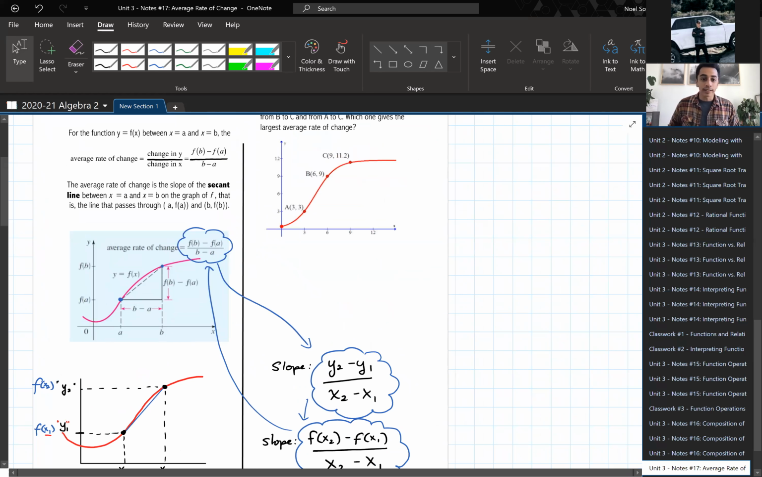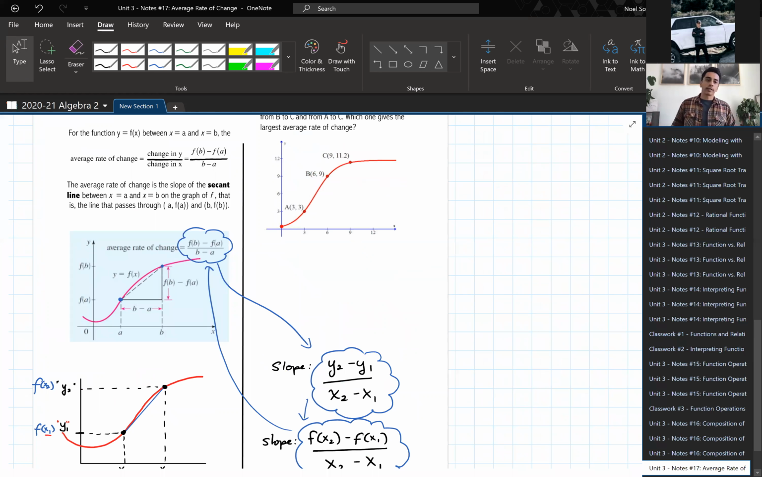All right. So now let's use it a little bit. And why do we find average rates of change? Well, let's talk a little bit about what average rate of change is in everyday conversation. Let's say you go to the store. You drive to the store. Maybe your car is parked in the driveway.